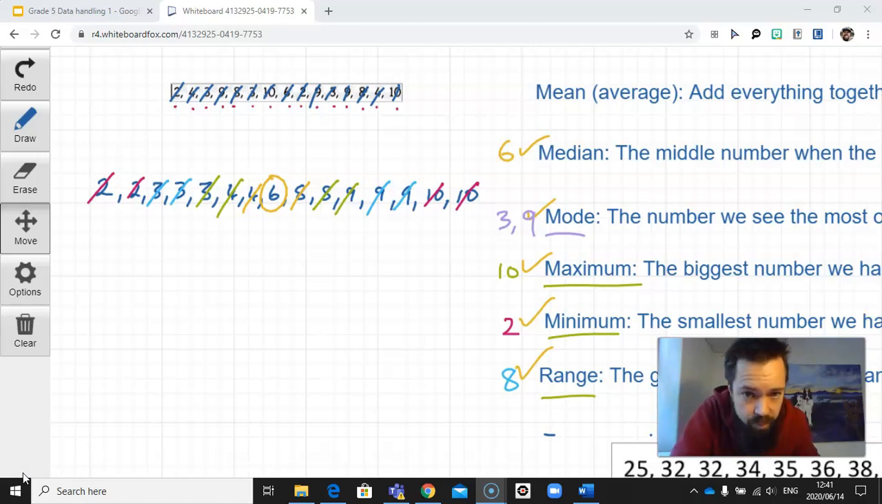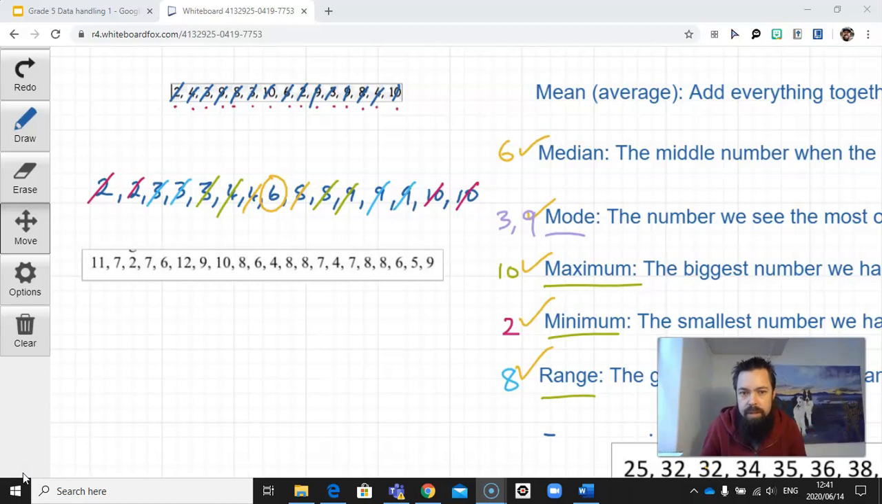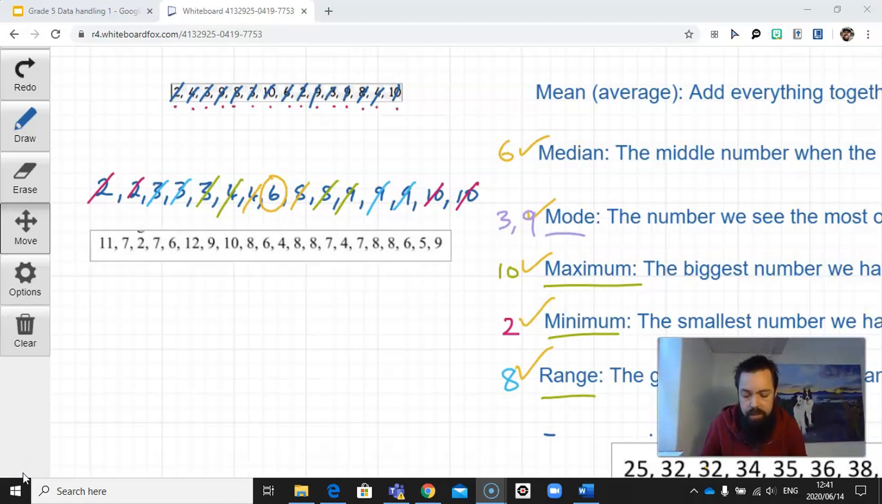So I have a couple more examples to look through. We're going to find the same things, and we'll do our means tomorrow. But let's have a look at the next one, which is, oopsie, I'm doing the wrong thing here. Okay, so here is our information. Let's put it into order.